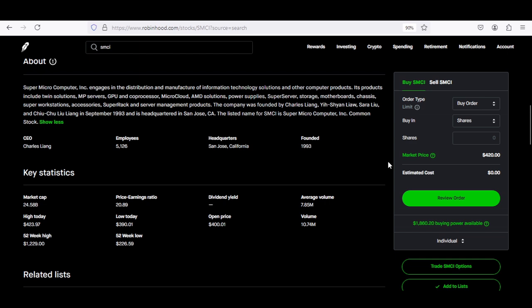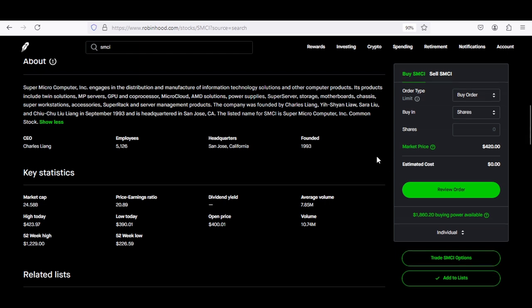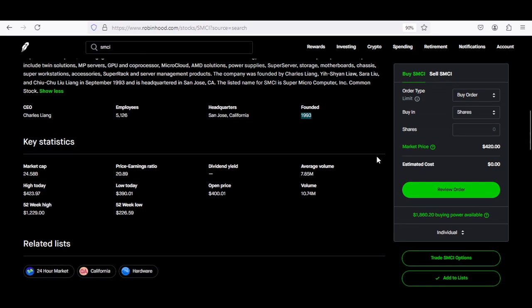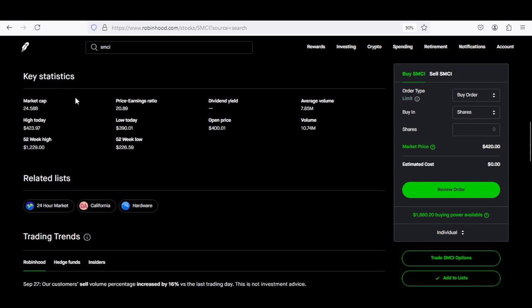Now, let's go down to the real juicy part, and I will show you exactly why I chose this stock. Down here, under your key statistics, you're going to see other important information that's also going to help you make a very informed decision, which is going to be your average volume and your volume.